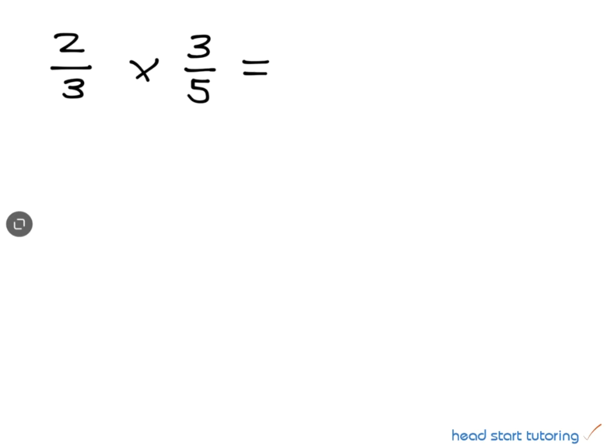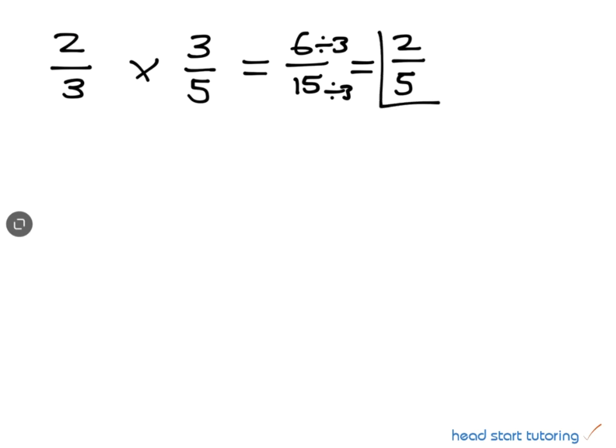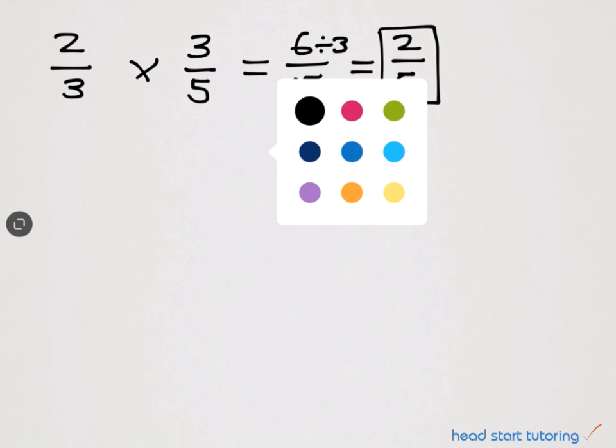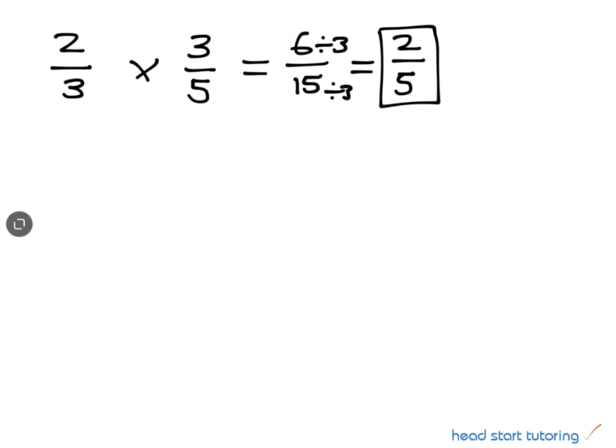So 2 times 3 is equal to 6. 3 times 5 is equal to 15. And 6 over 15, we can divide both these numbers by 3. 6 divided by 3 is 2, and 15 divided by 3 is 5. So 2/3 times 3/5 is equal to 2/5. Right, so let's have a look at another option.